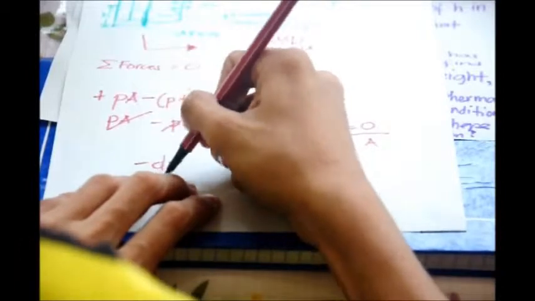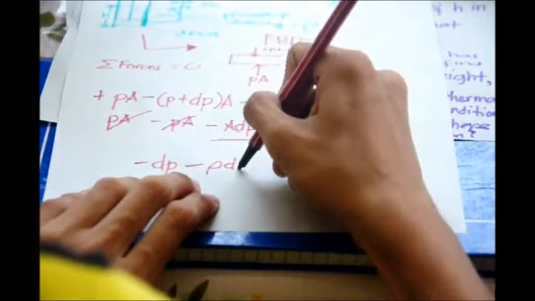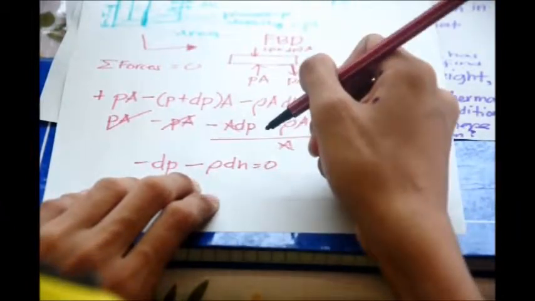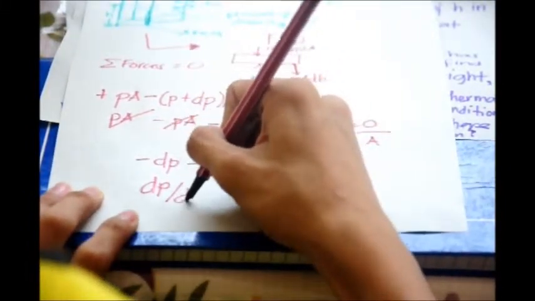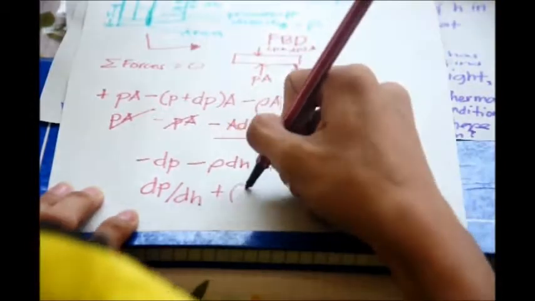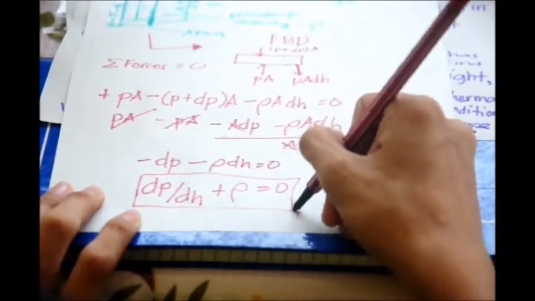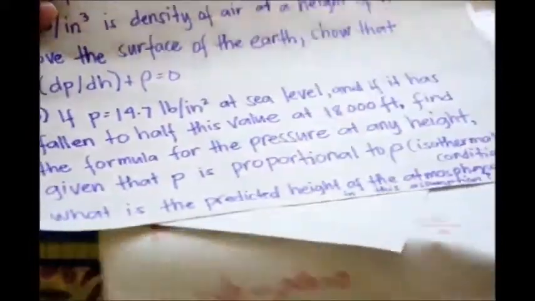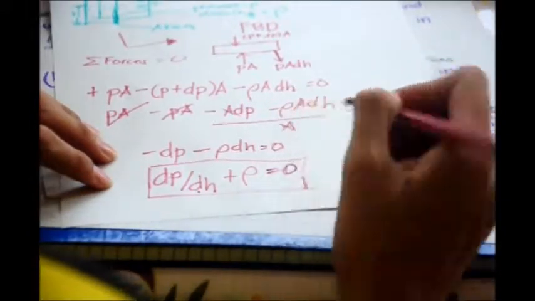We have negative dP minus rho dH equals 0. Therefore, dP over dH plus rho equals 0. So we now have the answer that satisfies the question in letter A, showing that dP over dH plus rho equals 0.